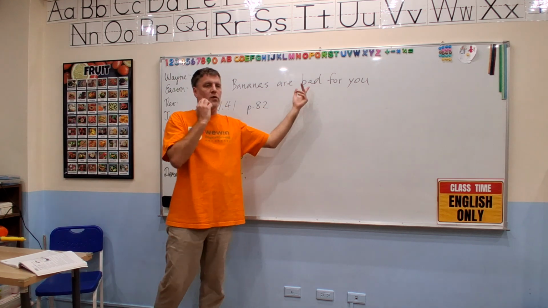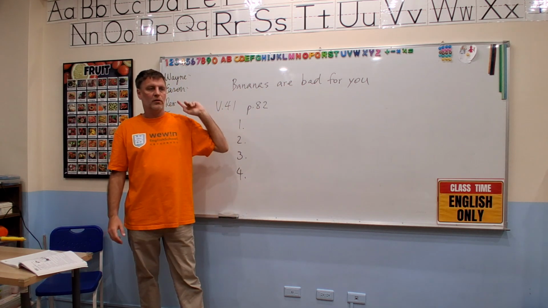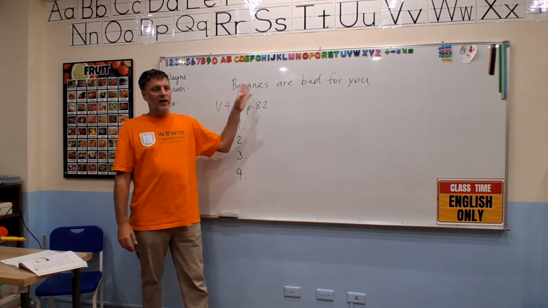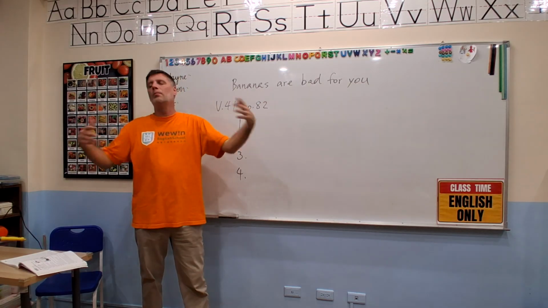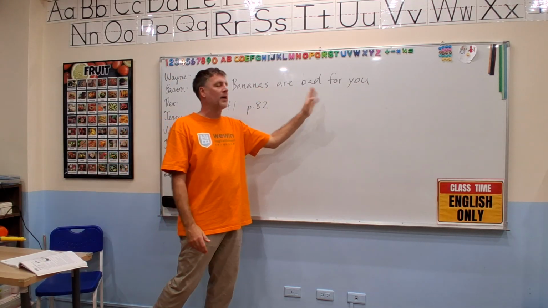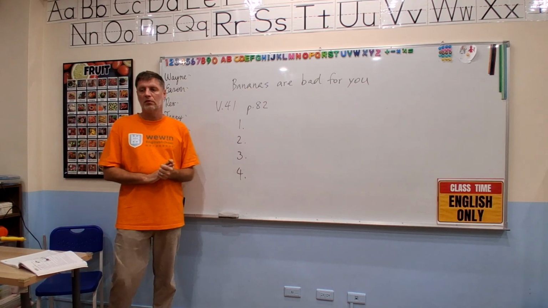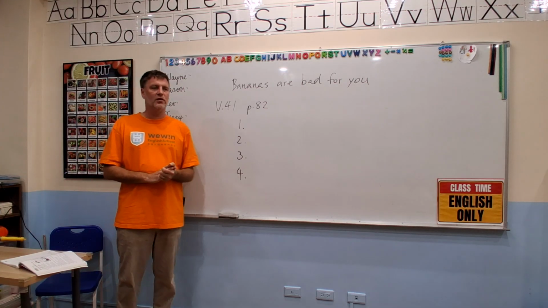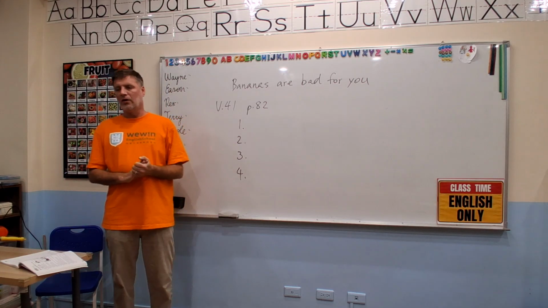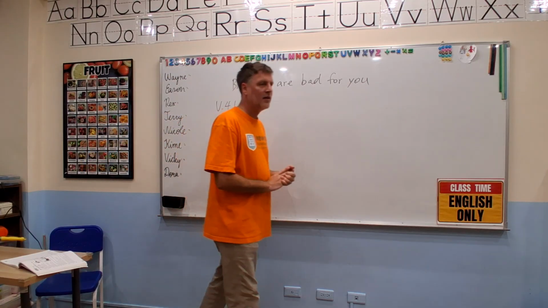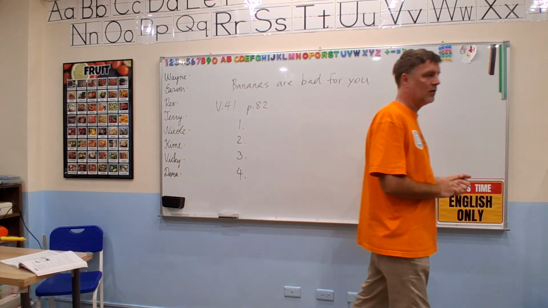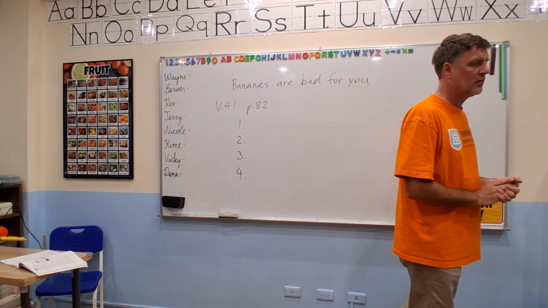What is bad for you? Doing what? Computer. Playing too much computer is bad for you. What else is bad for you? Reading. Not reading science. Reading is good. No, your reading eyes. Nicole, what is bad for you? Study.